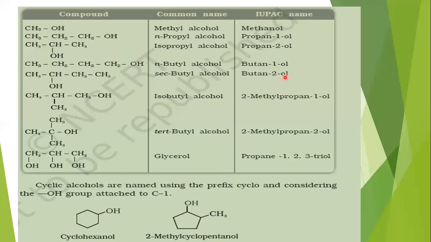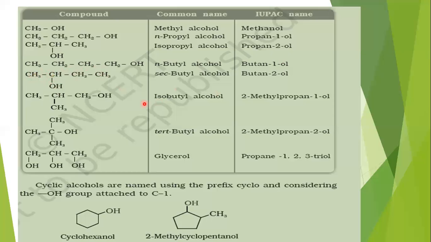In this example, butan-2-ol. So the OL hydroxyl group is present at the second carbon of butane. See, 1, 2, 3, 4 carbons, it is butane. In this second carbon, the hydrogen is replaced by one hydroxyl group, OH group. So this is the first carbon because OH is closer to this end, first carbon, second carbon, third, and this is fourth. So what is the name? Butan-2-ol. Okay, it is butan-2-ol.